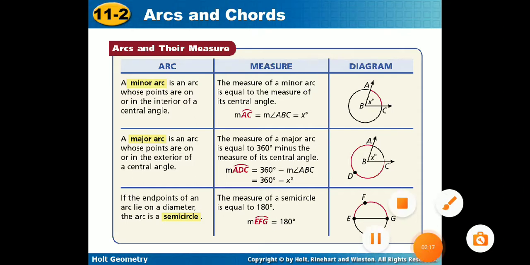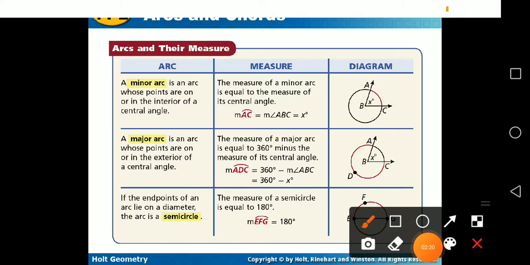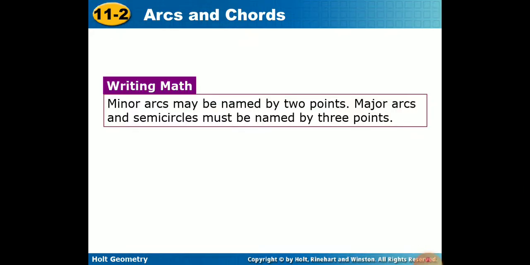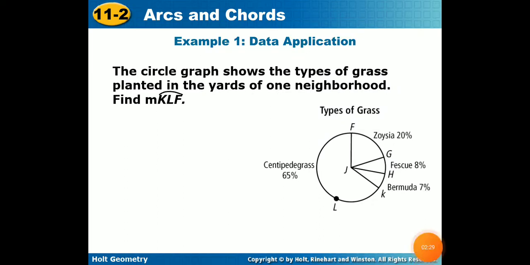I can call the minor arc with just two letters, like AC, but the major arc with three letters, like ADC. Let's have an example.